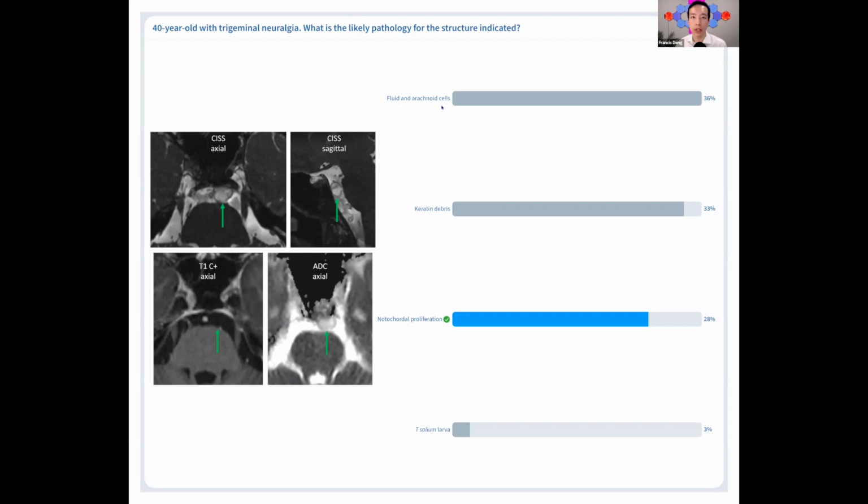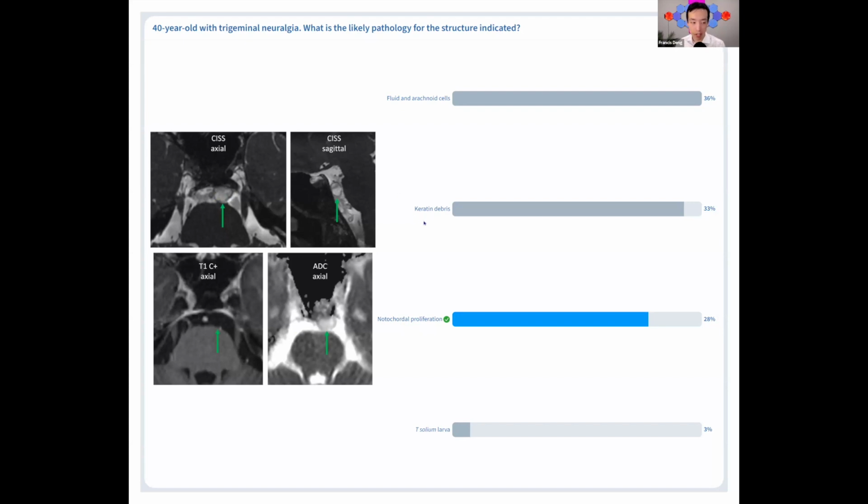Now, some of you chose fluid and arachnoid cells, so that would indicate an arachnoid cyst, but the arachnoid cyst would have ADC that is closer to that of free-flowing CSF, and you would not see this kind of dirty signal inside, and you would not see this kind of thick membrane at the surface.